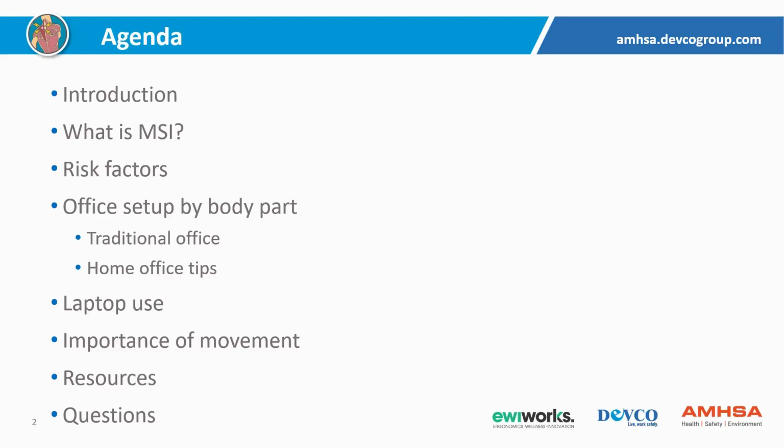And as Rob mentioned, we'll have examples from both a traditional office and then a home office, as we still have lots of folks that are working hybrid or who are working at home full-time. We'll talk about laptop use. We'll finish off by talking about the importance of movement, and that's applicable whether you are in a traditional or home office. And then we'll talk about some resources that are available to you, and Rob will certainly share by email post-presentation as well.